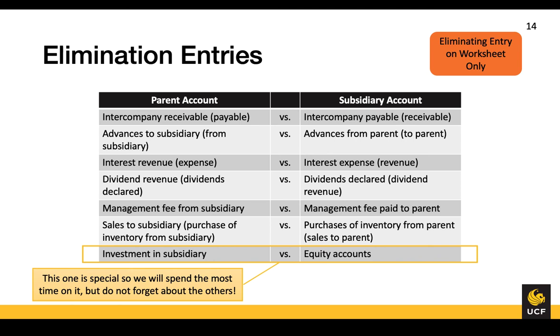The final eliminating entry on this list is the one where we will spend the most time. This entry eliminates the equity investment account on the parent's books as well as the equity of the subsidiary. It will also record any non-controlling interest and later fair value adjustments, so it's going to do a lot of heavy lifting for us, hence why we will spend so much time on it.